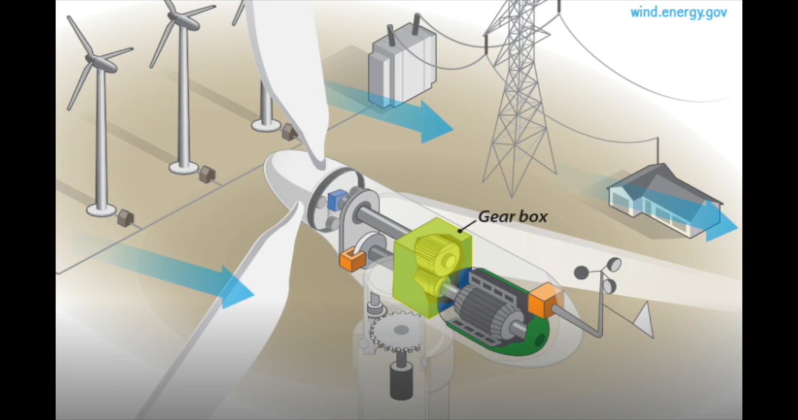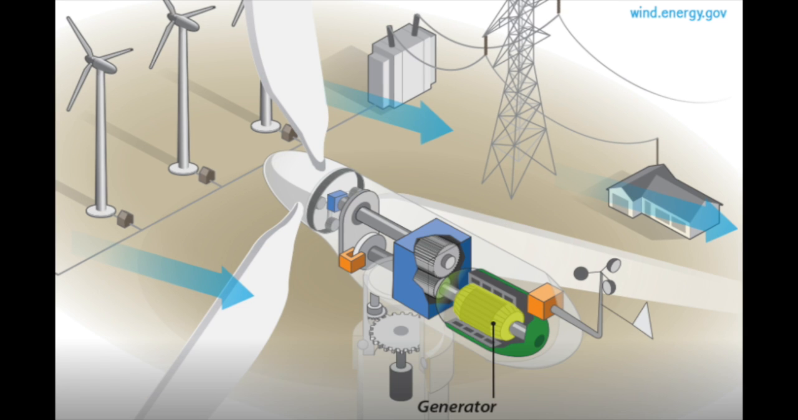The gearbox increases the 30 to 60 RPM speed to about 1,000 to 1,800 RPM, which is the speed needed to generate electricity. The energy then reaches the high-speed shaft, which drives the generator of the wind turbine. The generator produces 60-cycle AC electricity, which means the energy is running at 60 Hz in an alternating current.